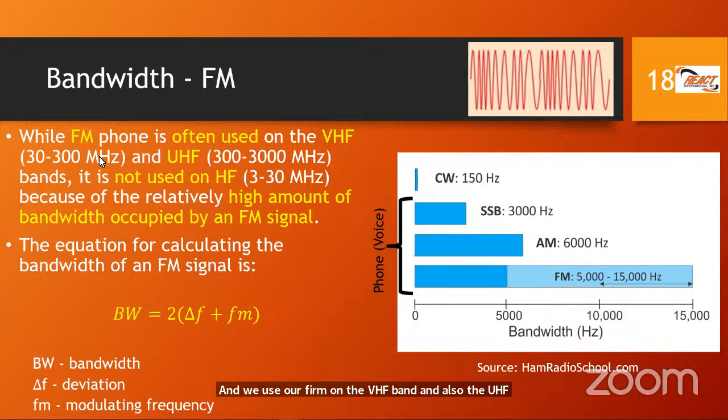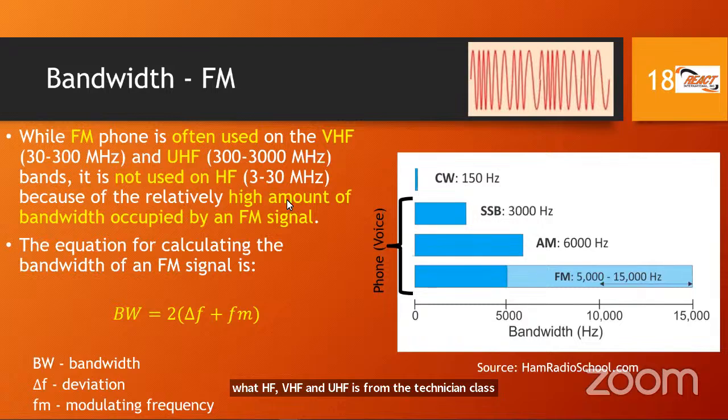And if you recall, in the technician class, we defined what VHF and UHF is, so you can refresh yourself. But we do not use FM on HF because it requires too much bandwidth for the limited amount of bandwidth that we have in the spectrum on the HF frequencies. And remember, HF is between 3 and 30 megahertz. So again, this is important. So refresh yourselves as to what HF, VHF, and UHF is from the technician class material.